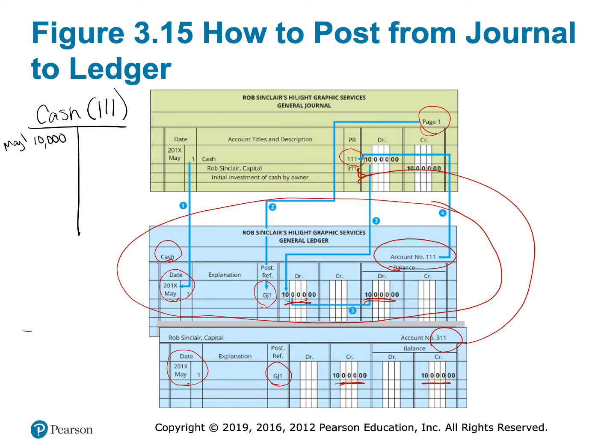And so then I may want a slightly smaller T account down here that I would call Rob Sinclair Capital. And on the credit side, I'm going to put the date, and I'm going to plug in 10,000. Oh, and I may want to put my account number here, which I believe is 311. And I'm going to plug in 10,000. So this is how I would post this to just a basic T account.